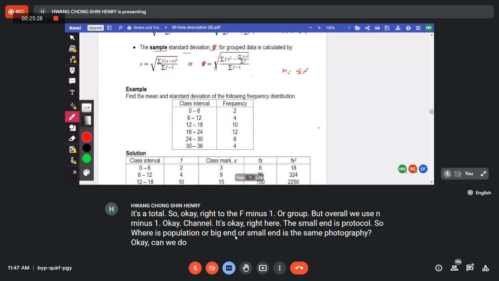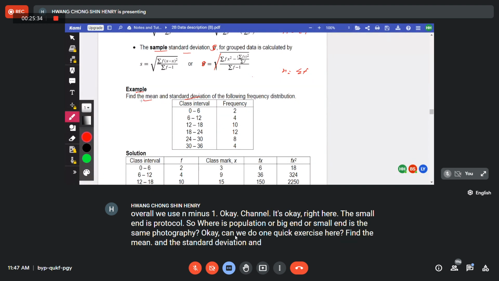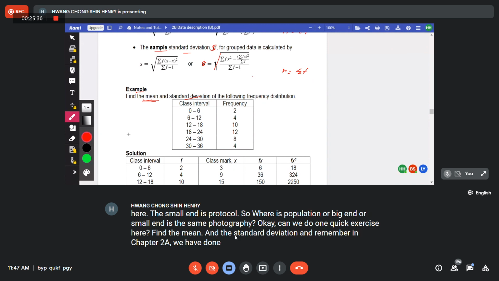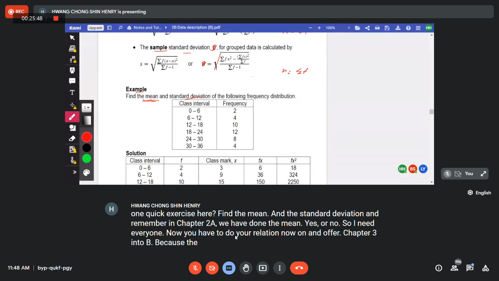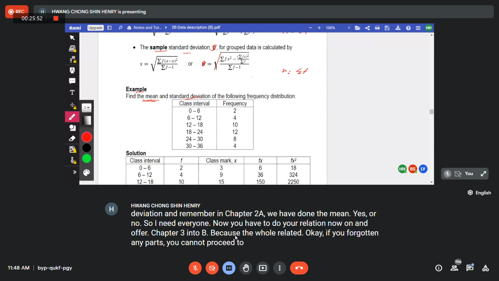Okay, can we do one quick exercise here? Find the mean and the standard deviation. And remember, in chapter 2a, we have done the mean. Yes or no? So I need everyone now to do your revision, on and off, of chapter 2a and 2b, because they're all related. Okay, if you've forgotten any parts, you cannot proceed to do the rest.